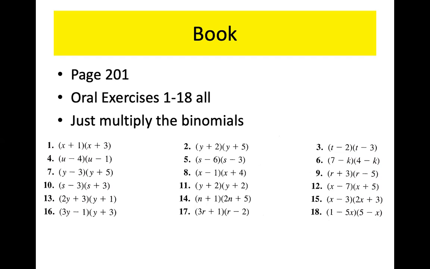I meant for the first step of it, figuring out the x times x, x squared minus 4. Then you take the two middle parts, negative 1x plus 4x. Perfect. And then you just group those two together. So 4x minus 1x is 3x. So the final answer is x squared plus 3x minus 4.